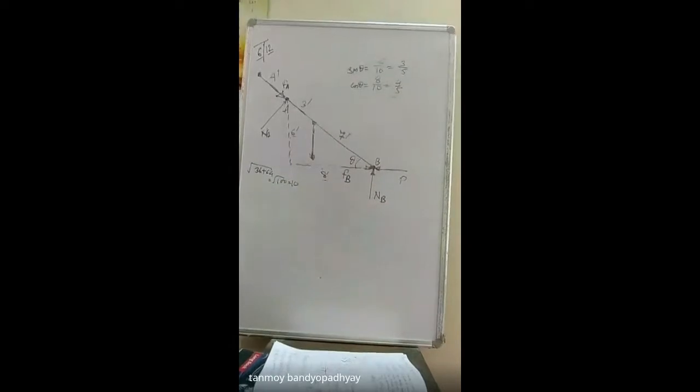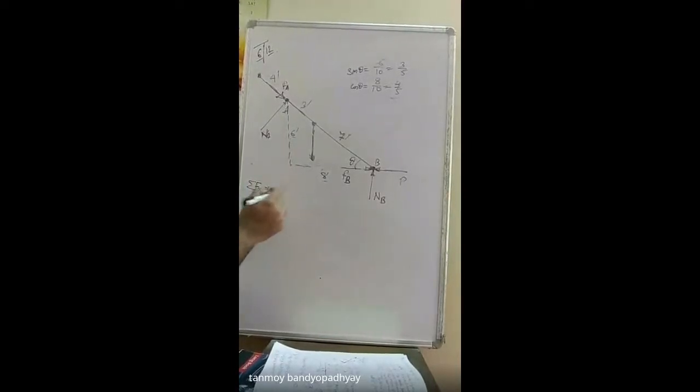Now let's write down the equations of equilibrium. So sigma Fx is equal to 0. P is in the negative direction, so minus P.